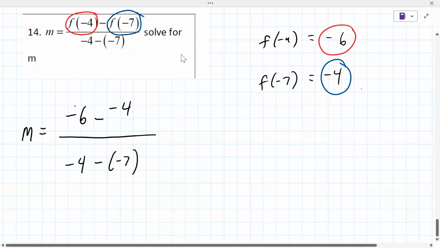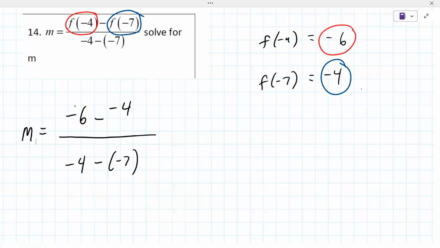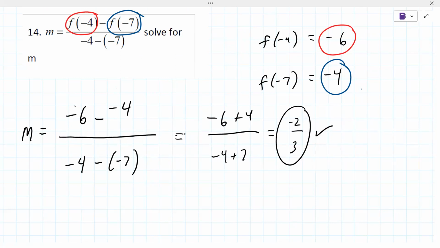I got m equals -2/3. You seem uncertain about your answer. Are you uncertain or are you just, not the same thing. I got -2/3. Good, really good. All right, so let's look at 18.